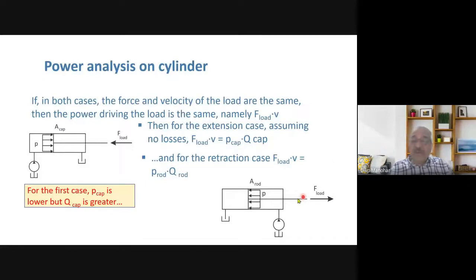Similarly, if the cylinder is retracting, the pulling force is given here. So F load into velocity will give you P at the rod end into Q at the rod end.